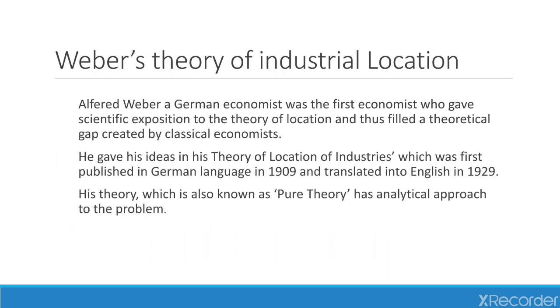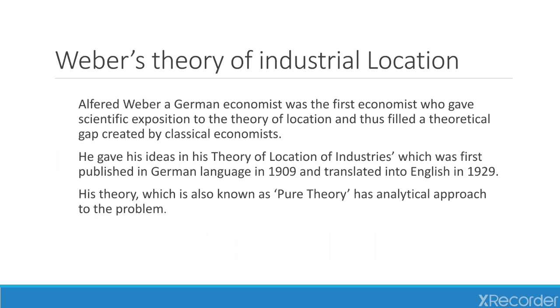Now we are going to start with Weber's theory of industrial location. Alfred Weber is a German economist who was the first economist to give a scientific explanation of the theory of location, which helped to fill the theoretical gap created by the classical economists.